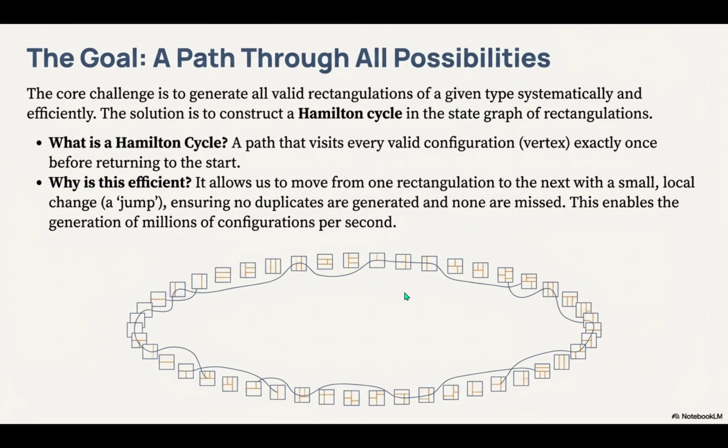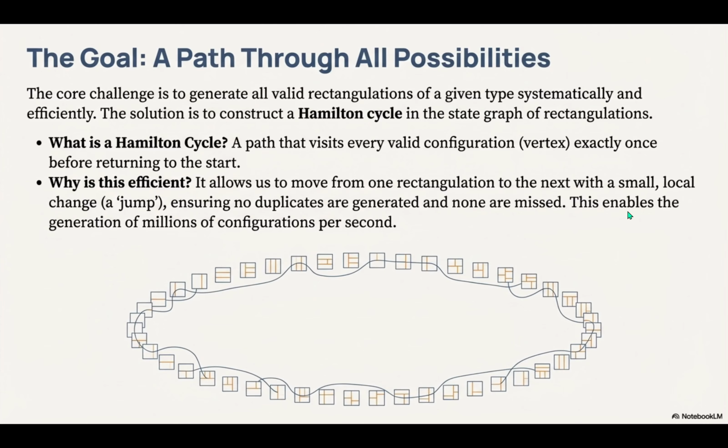Exactly. The shift is minimal. It's just a local tweak of a single wall or a junction. So the computational work between states is incredibly small. And that's what lets the C++ code move from one state to the next almost instantly. That's how you get to millions per second.